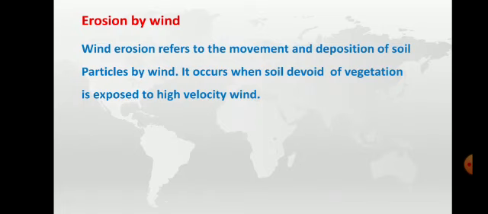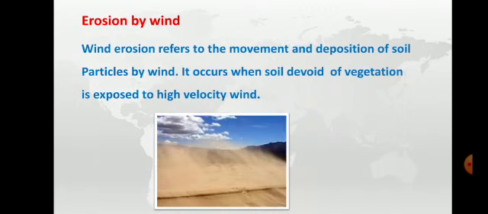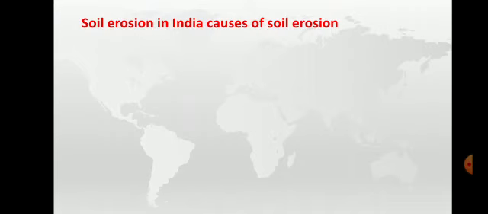So next we'll see erosion by wind. So here wind erosion refers to the movement and deposition of soil particles by wind. It occurs when soil devoid of vegetation is exposed to high velocity wind. You can see in the picture how the wind is taking the soil, isn't it? So next we'll see soil erosion in India, causes of soil erosion.